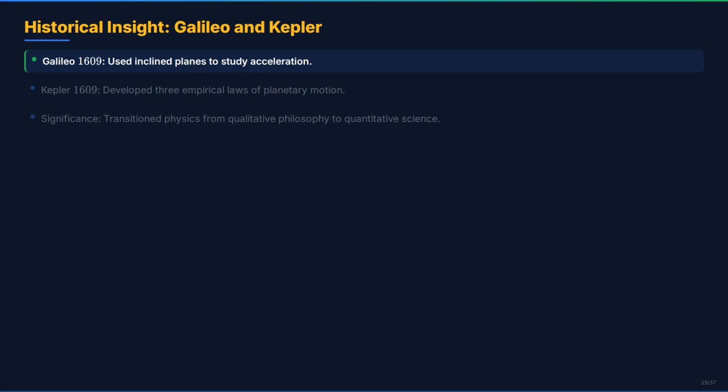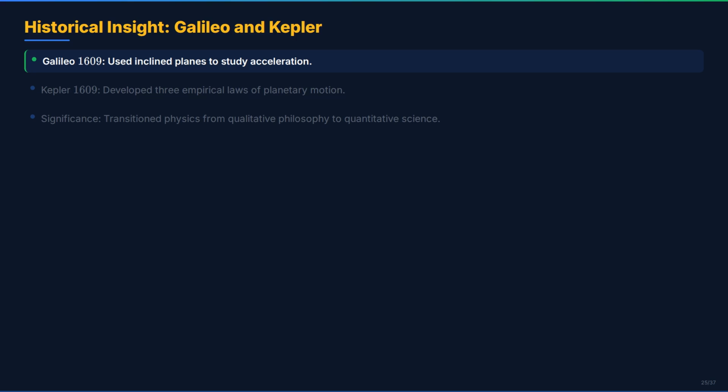Our understanding of circular motion is deeply tied to the revolutions of the planets. Before these figures, many people believed that celestial motions were perfectly circular, which is why the name circular motion stuck. However, Galileo used inclined planes to demonstrate that acceleration is constant, regardless of the direction. Later, Johannes Kepler, using meticulous observations of Mars, developed his 3 laws of planetary motion. Kepler showed that planets move in ellipses, not perfect circles, and that the speed changes throughout the orbit.